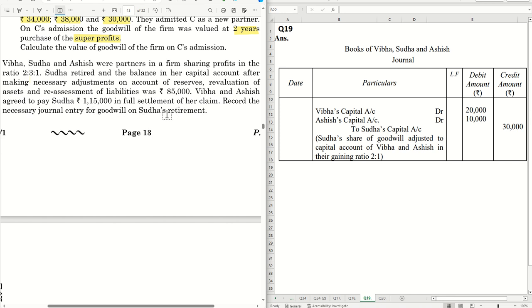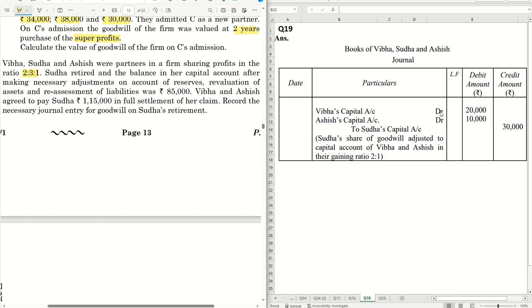So here 30,000 is given to Sudha, that is clear, and we understand that this is given by the gaining partners in the gaining ratio. Now the question doesn't have any further information given. So we have to calculate the gaining ratio from this ratio which is given here. Sudha's share is the middle one, third, so that will go away. The remaining is 2 is to 1. Old ratio becomes the gaining ratio itself. So that's why here the gaining ratio will be 2 is to 1.